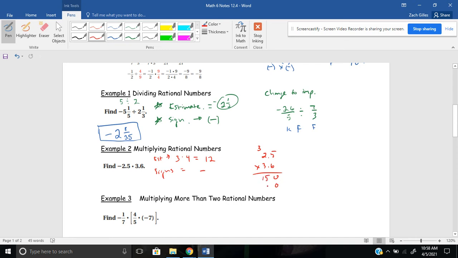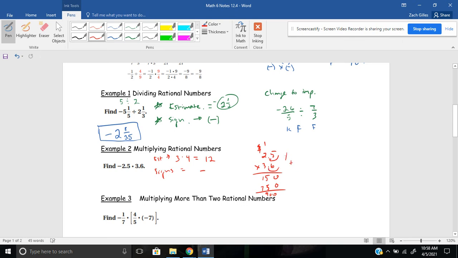Placeholder 15. Carry my 1. 6, 7. All right, so when I add those, it would be 0, 0, carry 1, 9. So I get 9, 0, 0. And then in the end, I need to move my decimal 2 places.